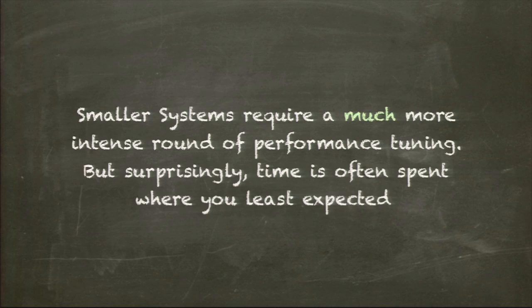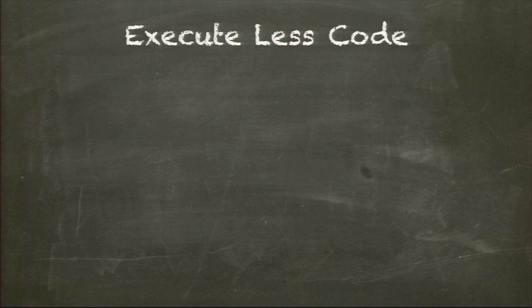So here's another little piece of advice, right? On your desktop system, man, you can get away with murder. But on smaller systems, such as the Panda boards, Beagle boards, or especially the Raspberry Pi, it's going to require a much more intensive round of performance analysis and tuning. So the other thing is that a lot of times where the time is spent is not where you may have thought it would have been spent. So here are some example ways of how you can execute less code.